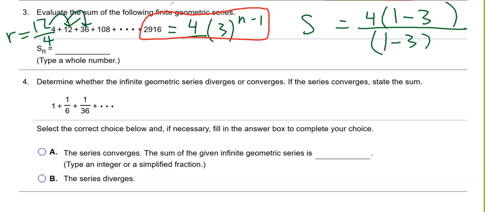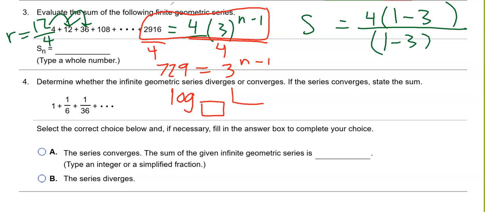Okay, so this is probably the most difficult question on the test, just because this causes you to go back and think about logarithms. We would have to divide by 4 first, and 2916 divided by 4 is 729, and 729 equals 3 to the n minus 1 power. So then we have to convert it to logarithms. What's the base?